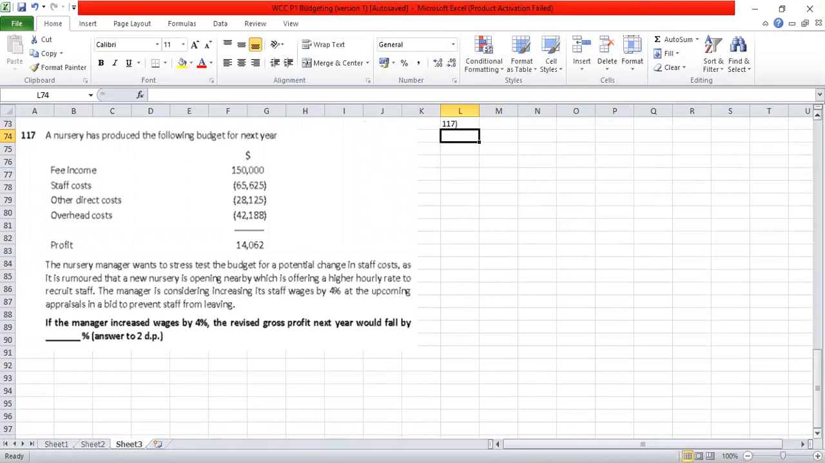A nursery has produced the following budget for next year: fee income, staff costs, other direct costs, overhead costs, and profit. The nursery manager wants to stress test the budget for the potential change in staff costs, as it is rumored that a new nursery is opening nearby, which is offering a higher hourly rate to recruit staff. The manager is considering increasing its staff wages by 4% at the upcoming appraisals in a bid to prevent staff from leaving. If the manager increased wages by 4%, the revised gross profit next year would fall by.